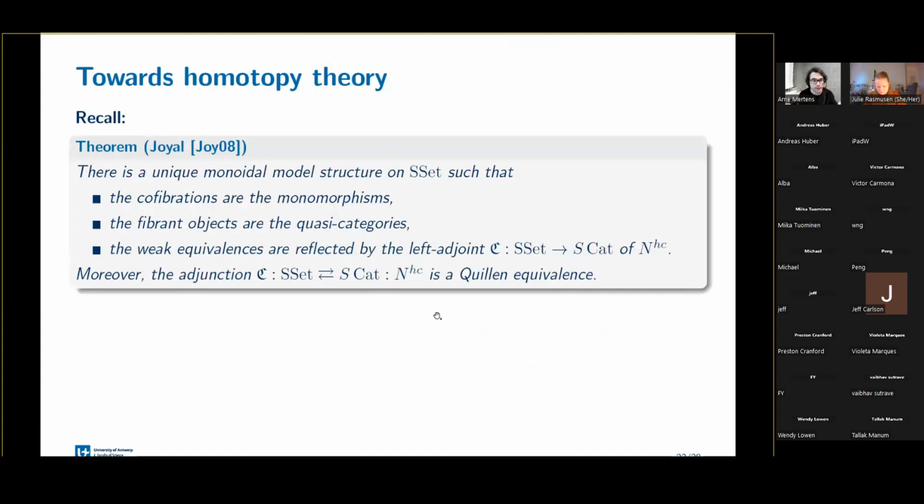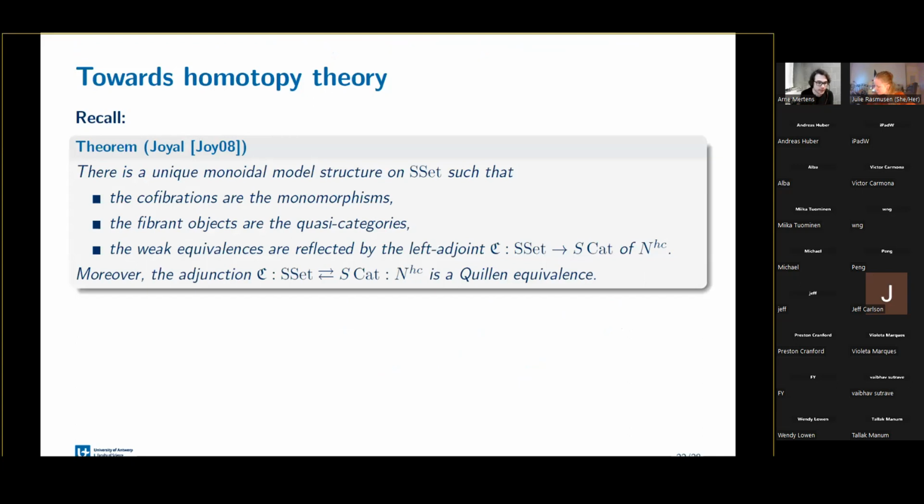Okay, now with the remaining time, I want to talk a little bit about the steps we've taken towards homotopy theory. So as I mentioned, the full model structure isn't established yet, but we have some partial results.